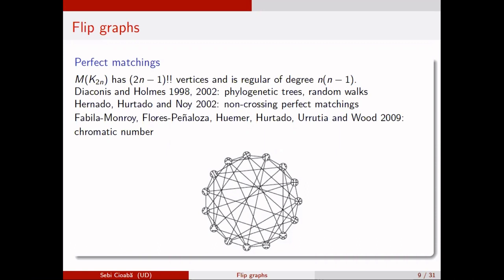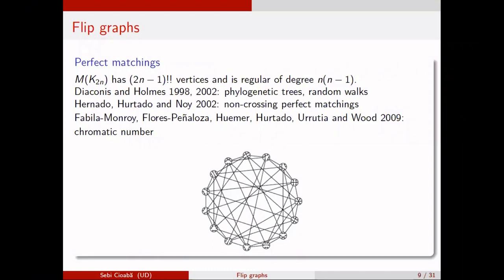Hernando, Hurtado, and Noy studied these graphs, but for geometric perfect matchings. So here you have points in general position, and you only look at perfect matchings that do not cross, and the number of those is actually a Catalan number, but the edges are defined the same way. So that's a more combinatorial problem.